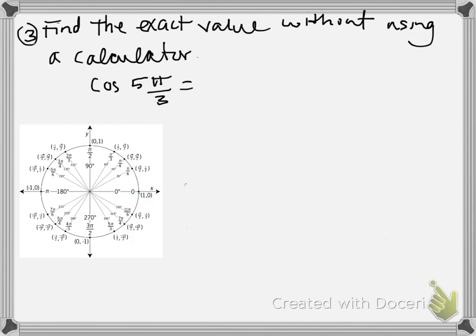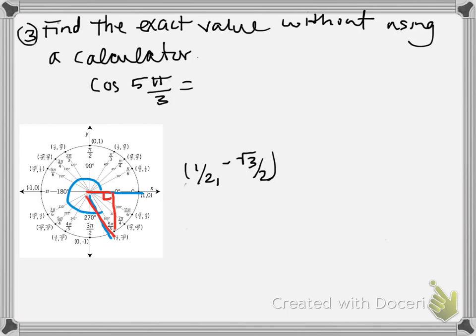Alright, now I'm going to find cosine 5 pi over 3. So I'm going to do a similar problem as before. I'm going to use the unit circle first, so here we go, 5 pi over 3 right there, and here's my angle. The point I have is 1/2, negative root 3 over 2. If I want to think about what my triangle would look like, it looks like that right there.